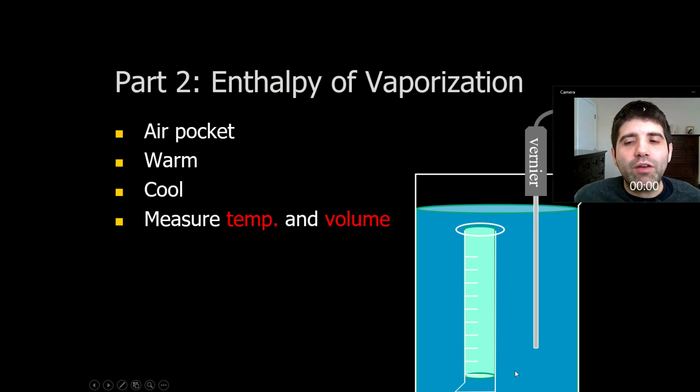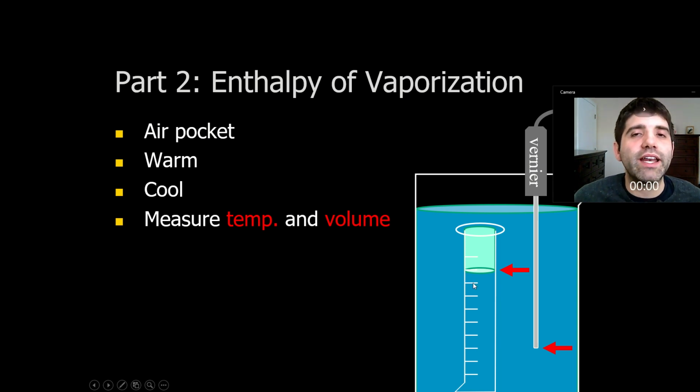So as this cools off, if this is now off the heat, we can measure the volume and the temperature. So we get that set of readings. We let it cool off a little bit more. The air pocket shrinks, and we take another set of readings of volume and temperature, and we continue this process. So what we're accumulating is a series of readings of temperature and volume of the air pocket.